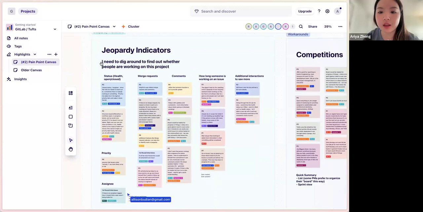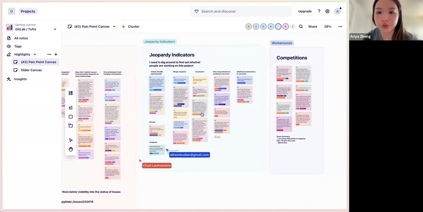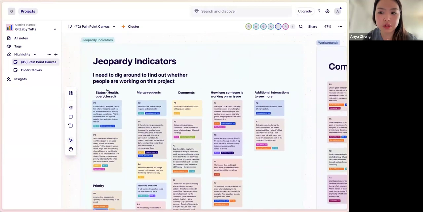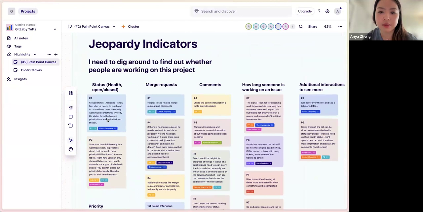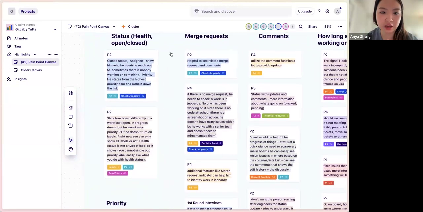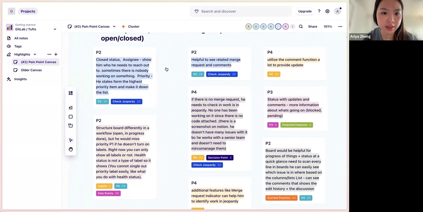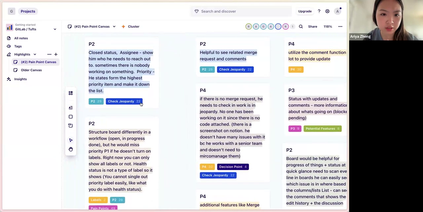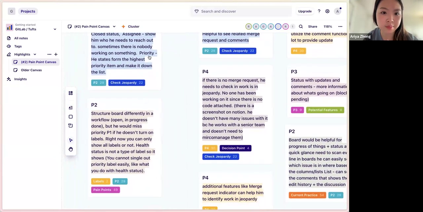Just to go through the last two areas. One is jeopardy indicators. These are the metadata we collected, what people want to know in order to find out what is in jeopardy of meeting a deadline. These are the things where I need to dig around and find out whether people are working on this project. So one is status, like health, open, closed. Sometimes you need to reach out to somebody if nobody is working on that thing. And then priority, which you usually look at and move down the list that way.